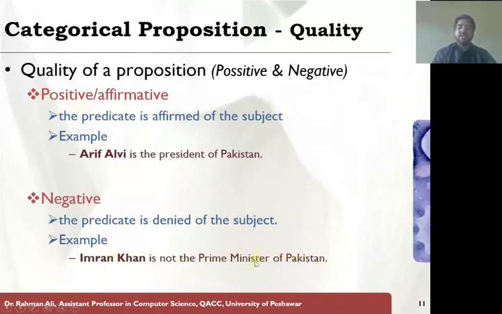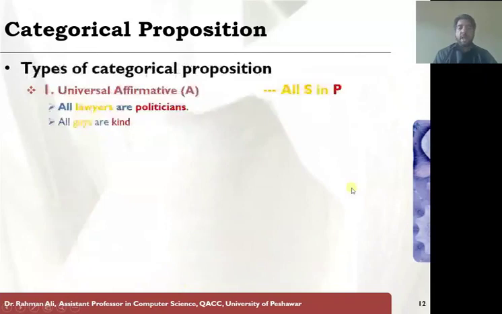Now they deny each other, because Imran Khan is the current Prime Minister of Pakistan, so we can say that it's negative. Now a few other examples from categorical propositions and how they are represented. We explained them in our previous slides, but let's again see them here.